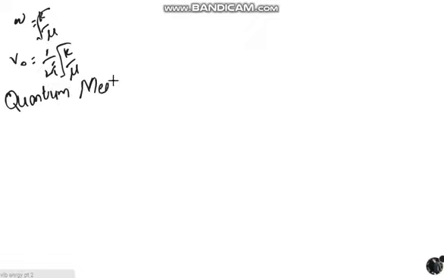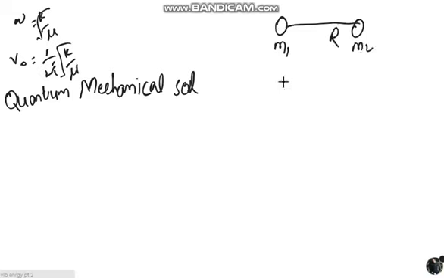that is, the quantum mechanical solution. Okay, so here again we consider a molecule consisting of two atoms, one of mass m1 and another of mass m2, that are separated by the distance r. When we stretch the molecule by increasing the distance between the two atoms of mass m1 and m2, the equilibrium distance is r0, and the stretched distance can be represented by r.